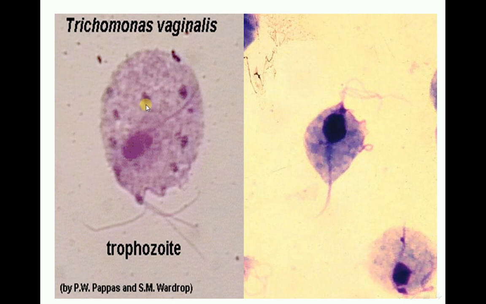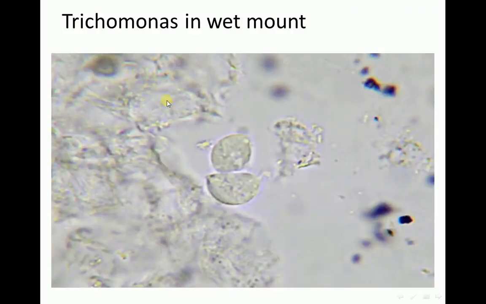In this image we can see purple structures called hydrogenosomes, which are full of hydrogenase enzyme that reduces drug activity. This is an image of the parasite using normal saline.